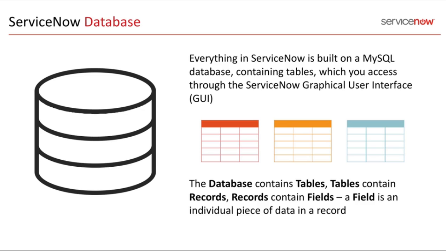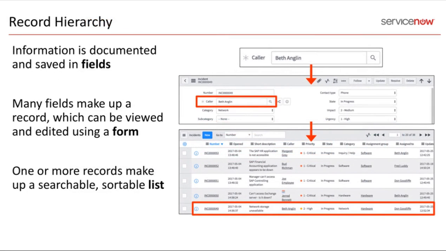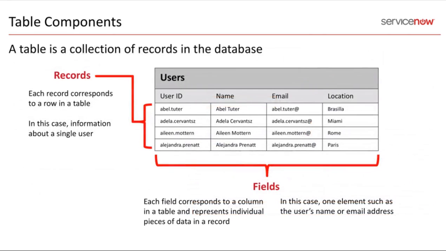So the database is really just a collection of tables? Yes. And that's our record hierarchy here, right? So we have the fields, which we can access either through the form or the list view. Here we see incident number 00049 is one record, and we see that also highlighted down below in the list view. So we have the field and the records. Got it. Table being a collection of those records.